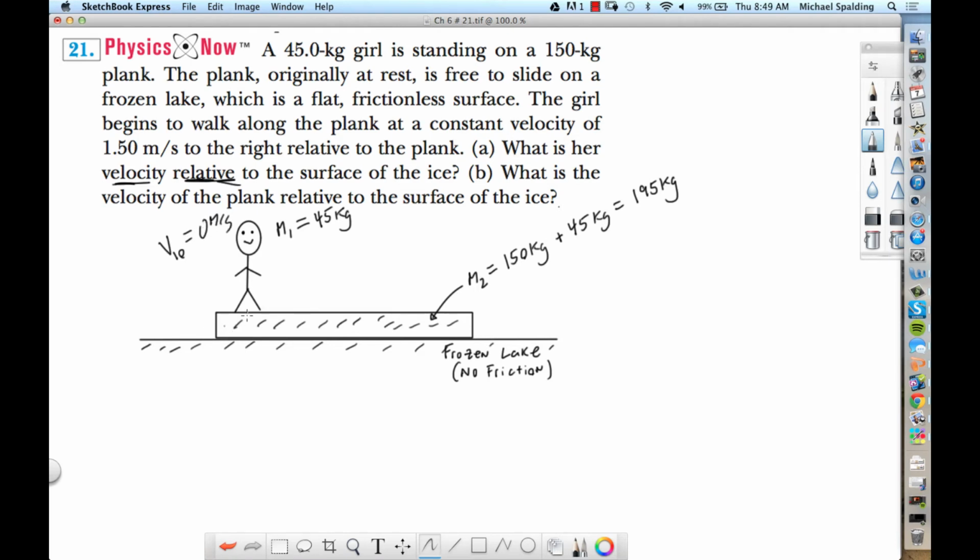How about the velocity of the plank initial, v2 initial? Before anything happens, what's the velocity of the plank? 0. Okay, so conservation of momentum, we can apply it here.